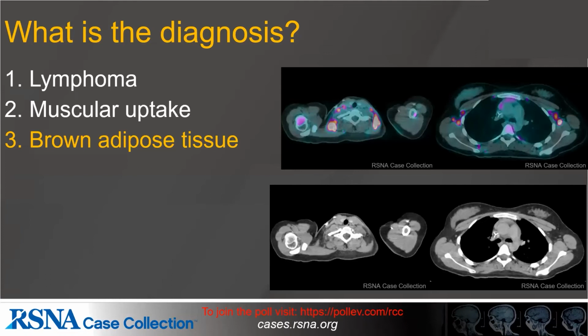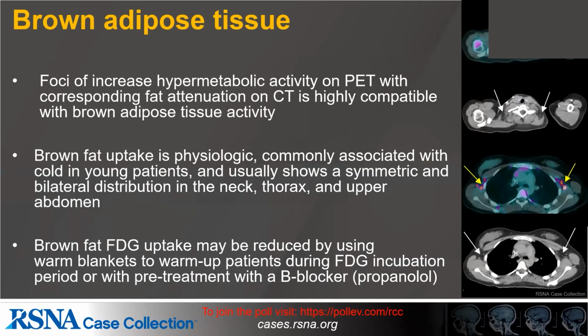So the correct diagnosis is brown adipose tissue. What we're looking at here are foci of increased activity on PET with corresponding fat attenuation on CT. Some of you had answered lymphoma. With lymphoma, we expect the activity to be associated with enlarged lymph nodes. And with muscular uptake, similarly, we expect the activity to correspond to the muscle. So brown adipose tissue appears on PET as foci of increased hypermetabolic activity with corresponding fat attenuation on CT.